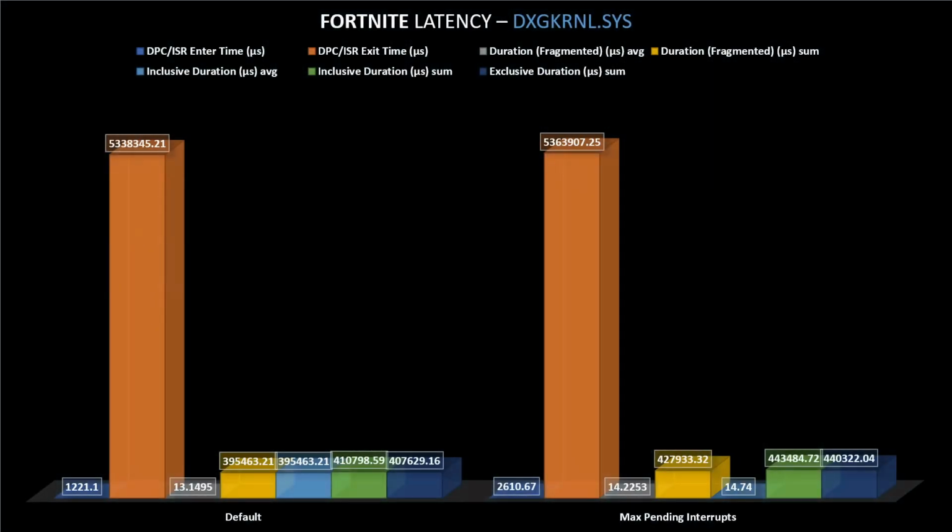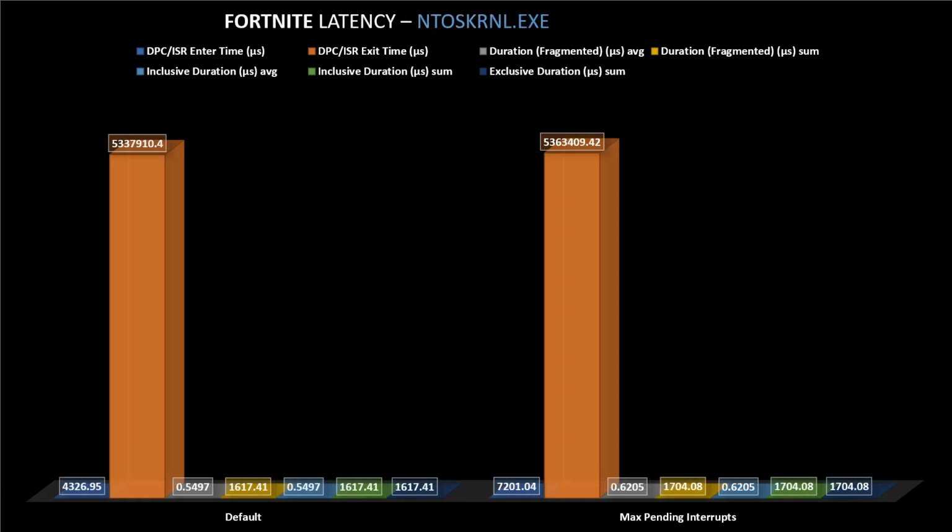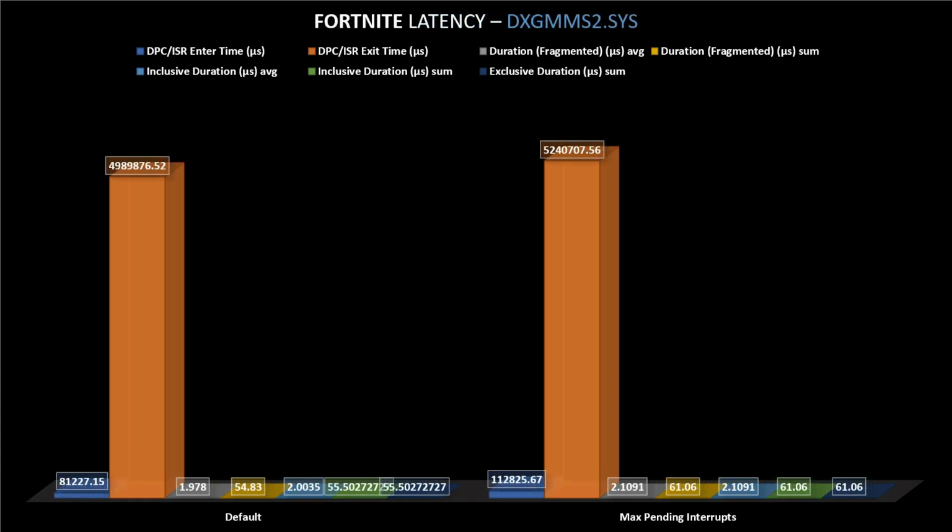The first driver is the direct kernel, and as we see, there is lower performance with max pending interrupts for all metrics. Same thing for the Windows kernel and same thing for the second direct driver. Of course, when we say worse performance, it doesn't mean something huge. The differences are very small and we're talking about microseconds. So that doesn't mean we're destroying the latency by applying those tweaks.